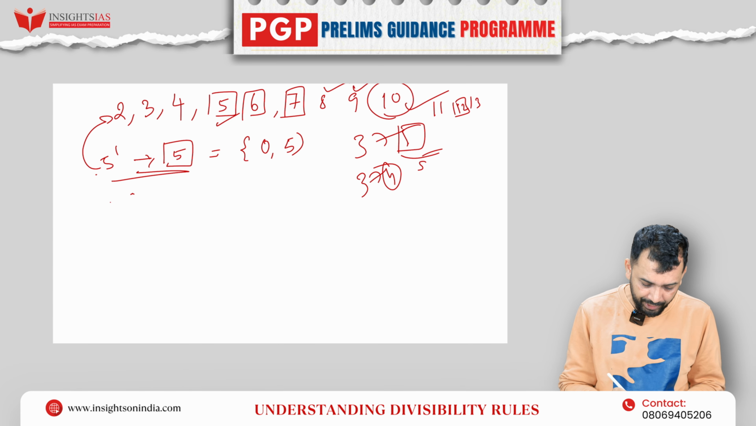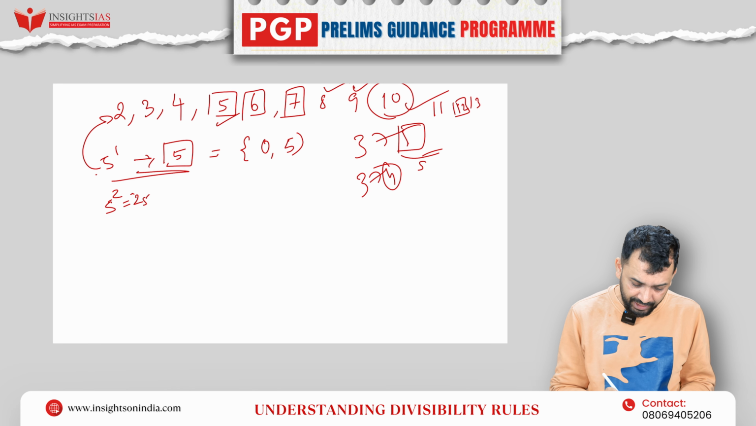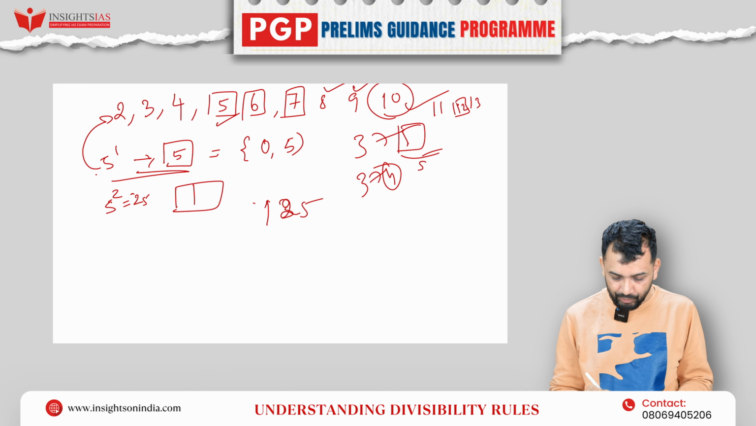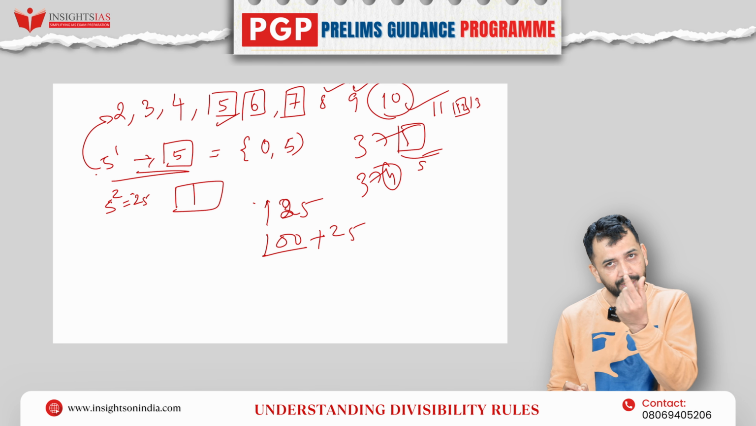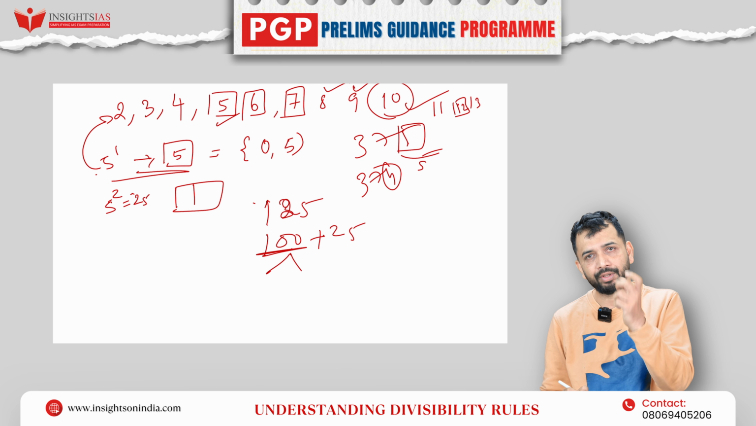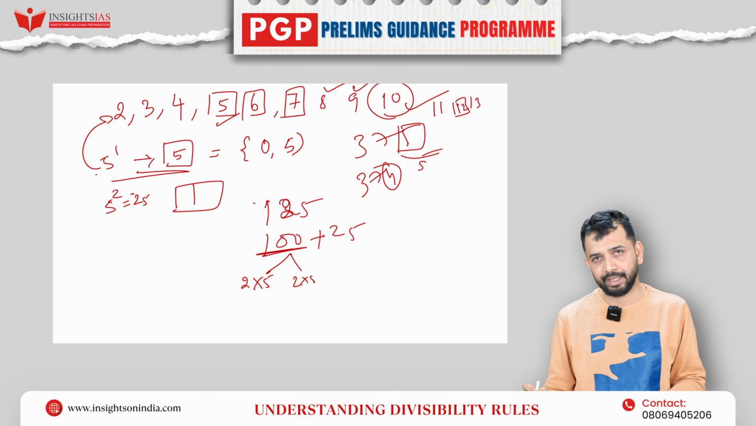Similarly, 5 square, 25, right? For that, basically you have to check the last 2 digits. Again, what is the logic? If it is, let's say, 125, you know that 125 is nothing but 100 plus 25. 100 means the number is already ending with 2 zeros. When a number ends with 2 zeros, for every 0 we need a pair of 2 and 5. So that means this is 2 into 5, this is 2 into 5. That is making it 100, right?